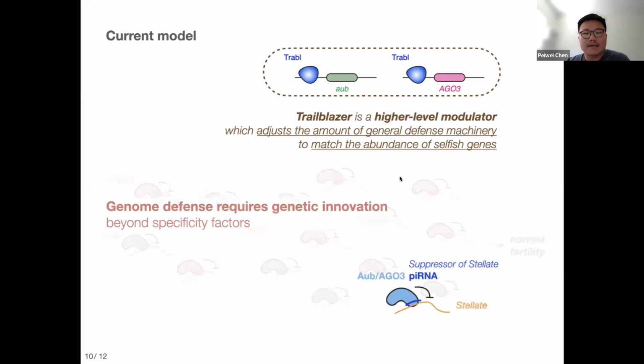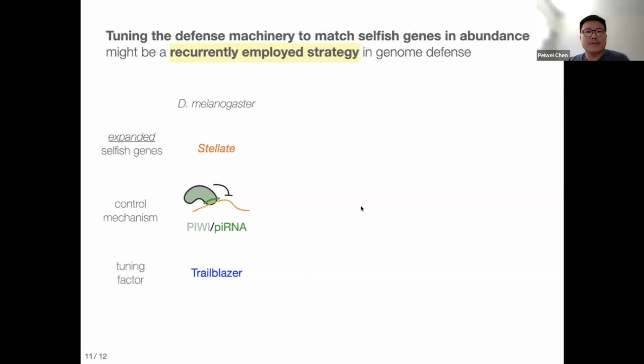In the case of stellate silencing, in addition to generating a new piRNA, innovation within the Trailblazer protein is absolutely essential to upregulate ALB and AGO3 to silence stellate. We think tuning the general defense machinery to match selfish gene abundance might be a recurrently employed strategy in genome defense. Today I told you our discovery of the Trailblazer protein, which tunes the pioneer pathway to tame expanded stellate genes.